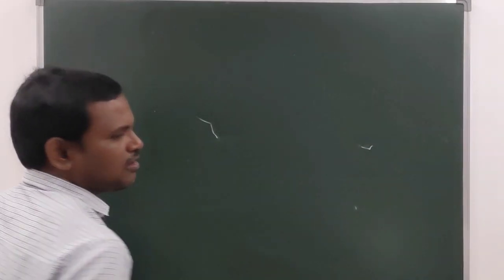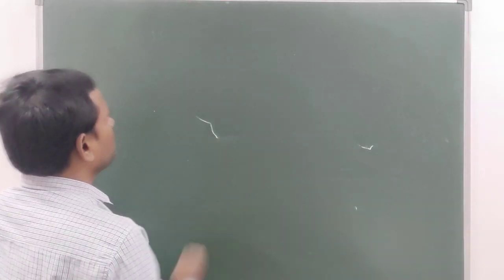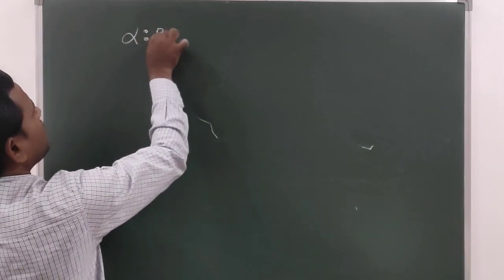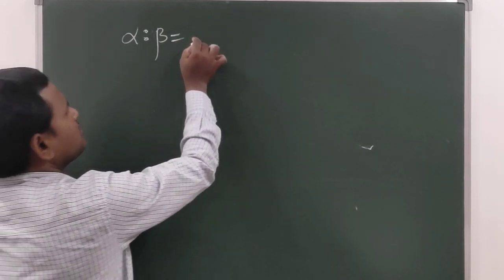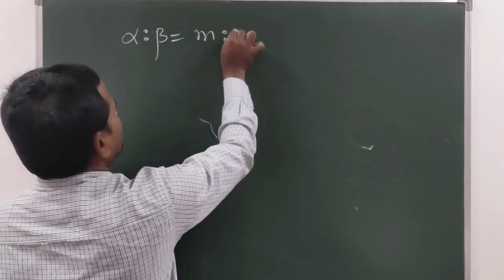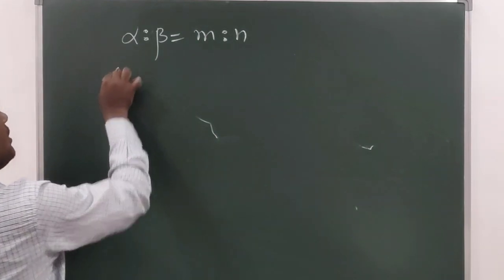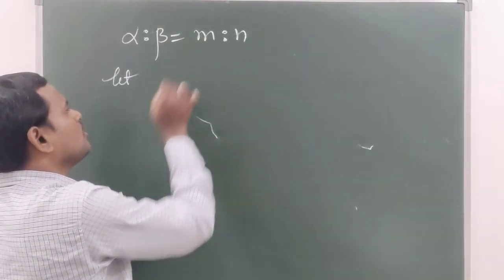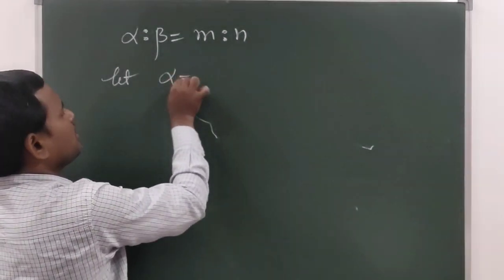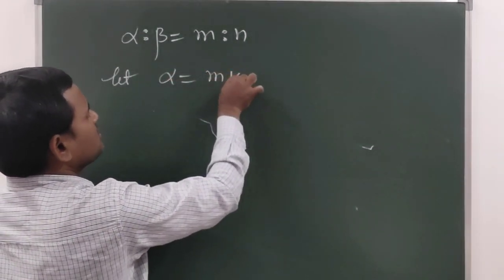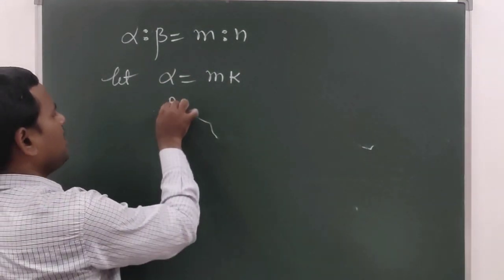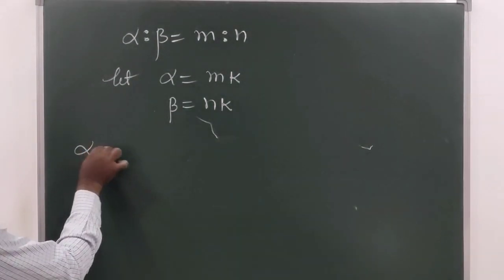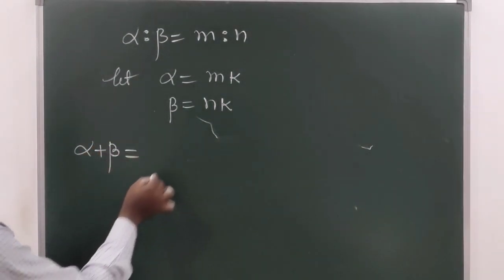So how will that relation come? Now here I explain to you. As you know, what is given in the problem? Alpha is to beta is equal to m is to n. Here we do not know the roots, but their ratio is given. So consider alpha is equal to m into some constant k, and beta is equal to n into some constant k. As you know, the sum is equal to how much?